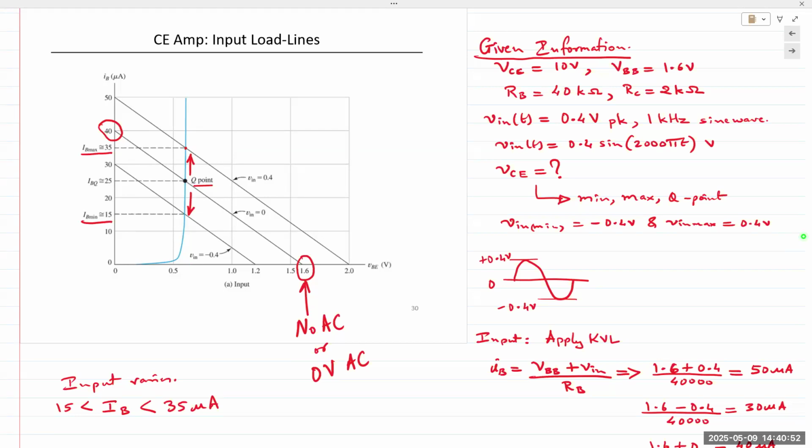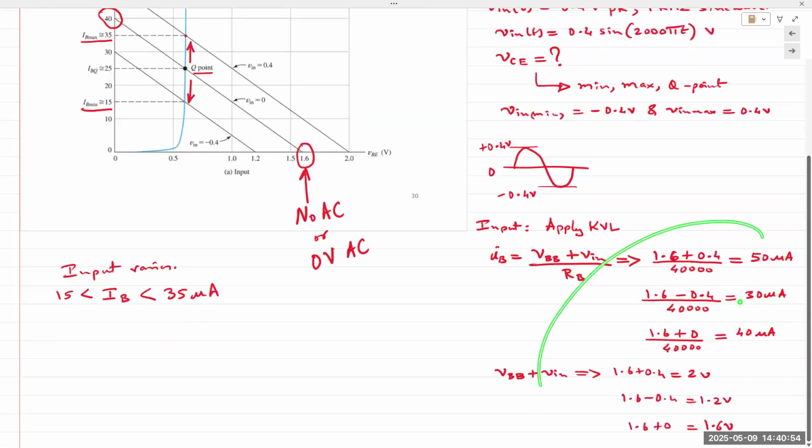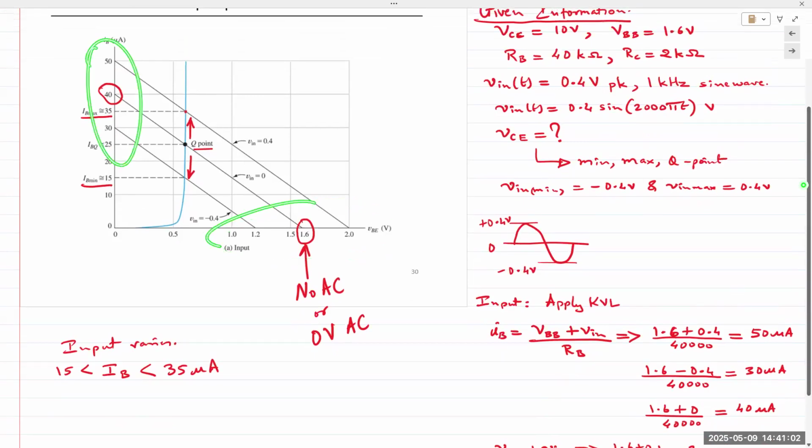But remember, the load line analysis is giving us these values right here to plot the load lines, so these values on the X and Y axis. Once we join these points, they will intersect the characteristic curve in these three places. We are interested in the Y coordinates of these intersection points, because those represent the values for the base input current IB. Does that make sense?